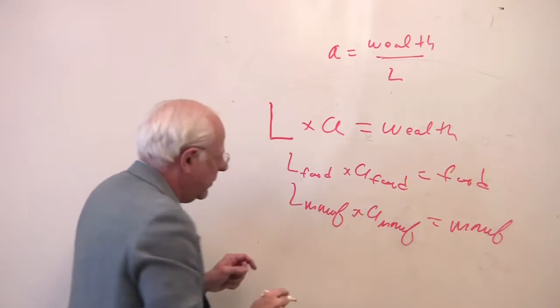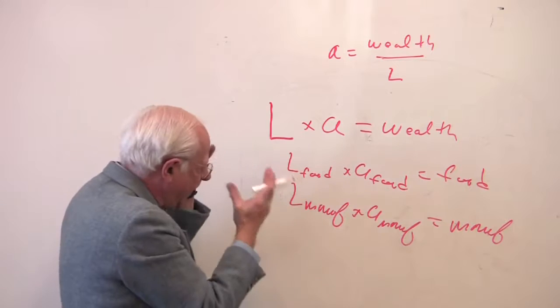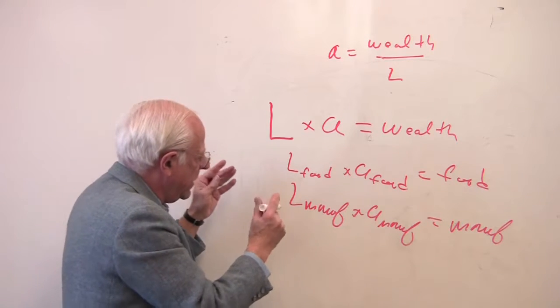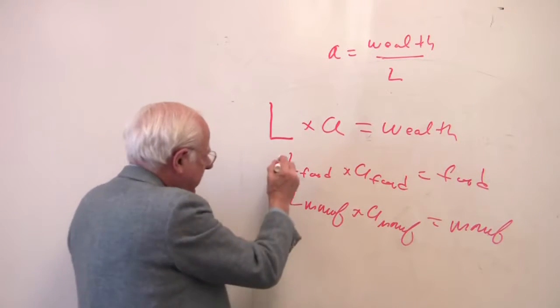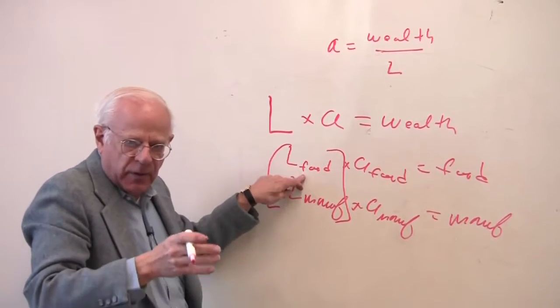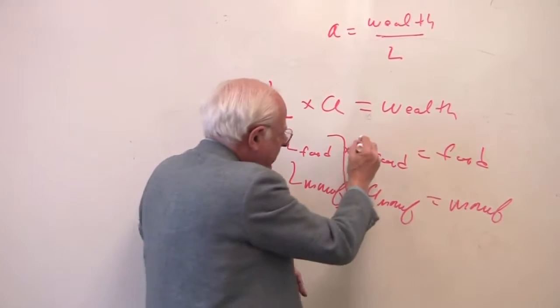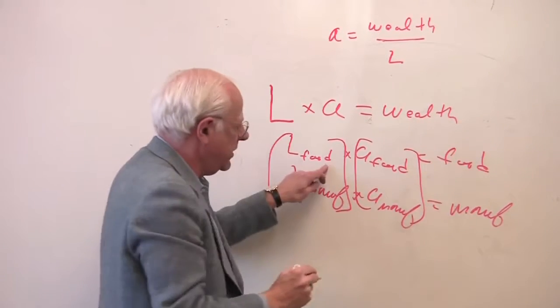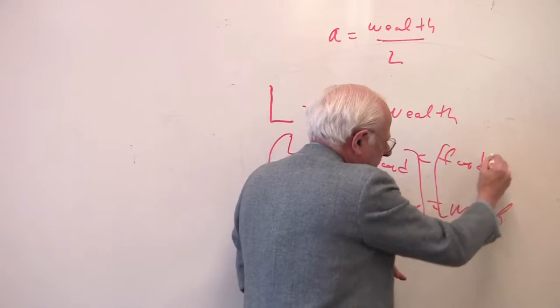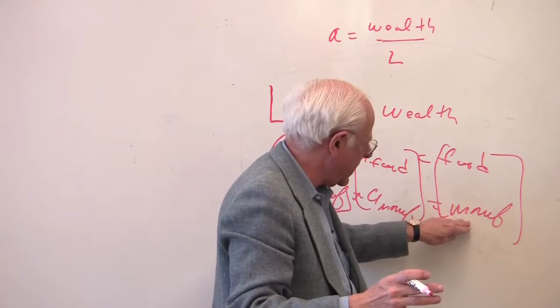So here, what do we have? What we have here is a division of labor. So I've divided the L in terms of labor that's producing food, labor that's producing manufacturing. We have a productivity associated with each, and then we have the various kinds of wealth that are being produced, food and manufacturing.